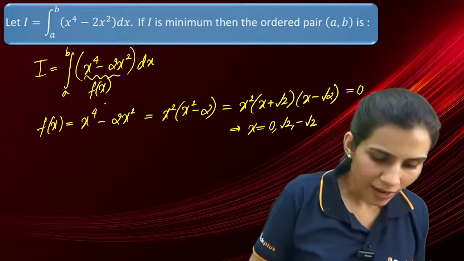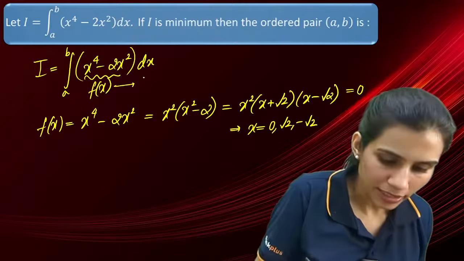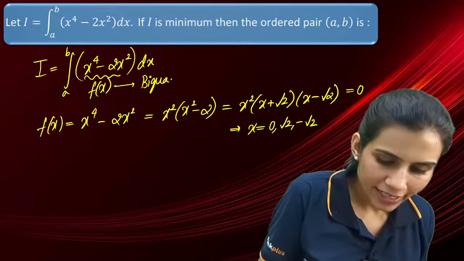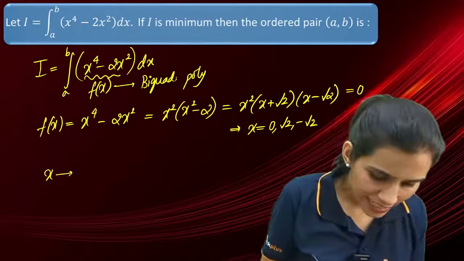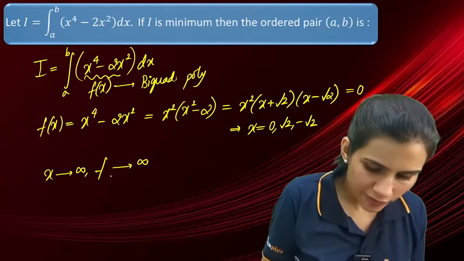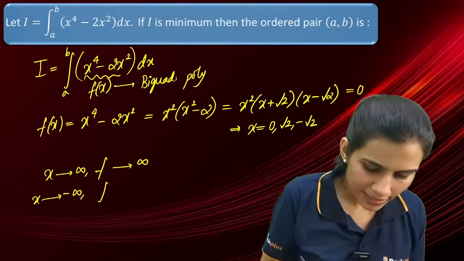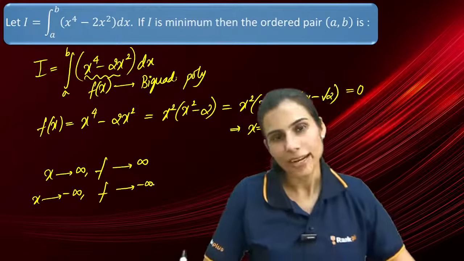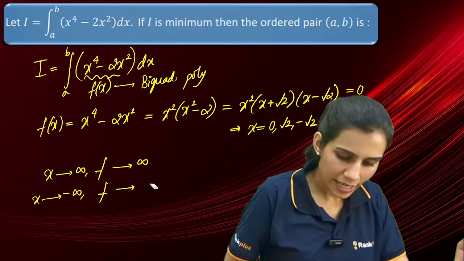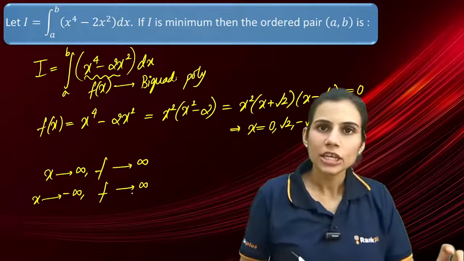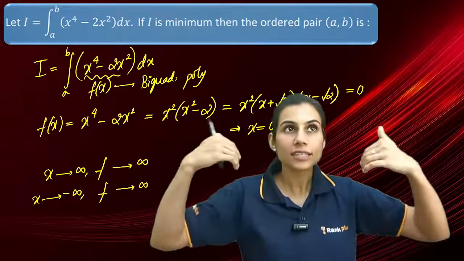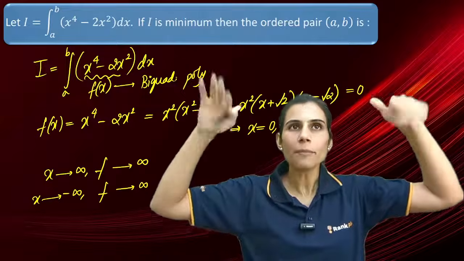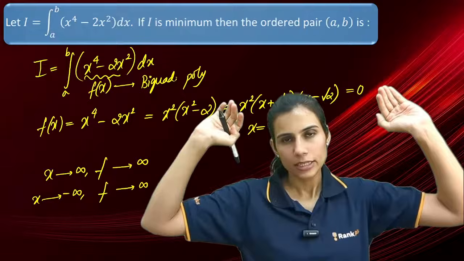Another very important fact, because it's a biquadratic polynomial, basically even degree. As x tends to infinity, f tends to infinity. As x tends to minus infinity, f also tends to infinity. So no matter you go to the extreme left of the x-axis or extreme right of the x-axis, the graph will always infinitely go up, up, up.